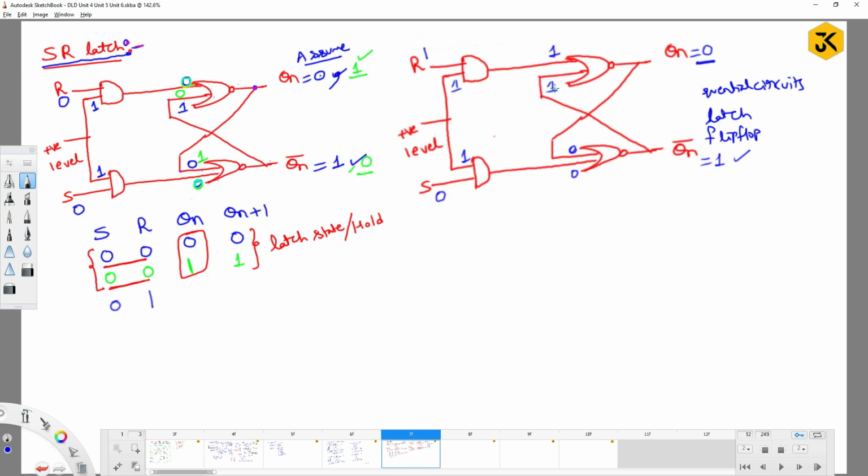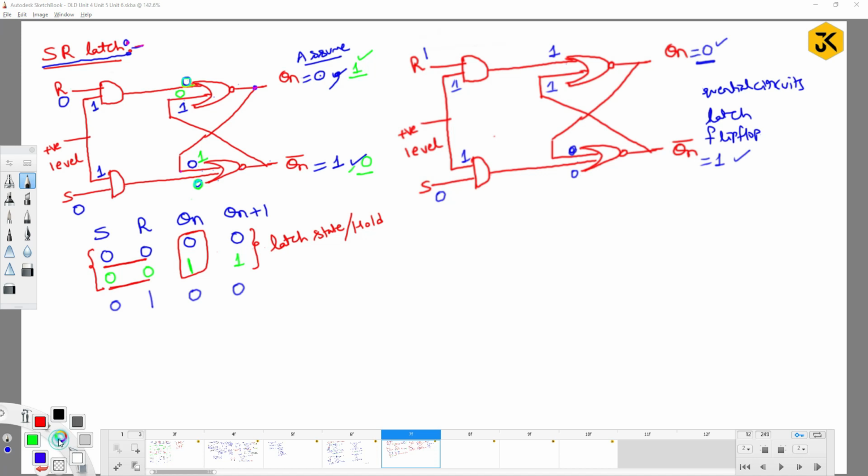Now try to pass the same input here. 1 NOR with 1 is 1. Its complement is 0. Okay, fine. Now try to repeat the process. 0 passed to here, 0 NOR with 0 is 1. 1 will be passed to here. 1 NOR with 1 is 0. Means if I am going to pass here 0 as input, what is the output you are getting?